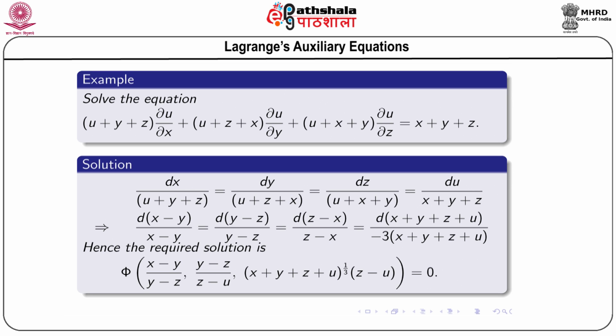And from these simultaneous equations, one can find easily 3 integrals. Since there are 3 independent variables, for the general solution we need 3 integrals. So, from this equation one can obtain 3 integrals as (x minus y) by (y minus z) equals c1, and another integral (y minus z) by (z minus u) equals c2, and (x plus y plus z plus u) to the power 1/3 into (z minus u) equals c3. Therefore, the required general solution of the given equation can be written in the form of some function of u1, u2, u3 equals 0. So, this is our required solution.